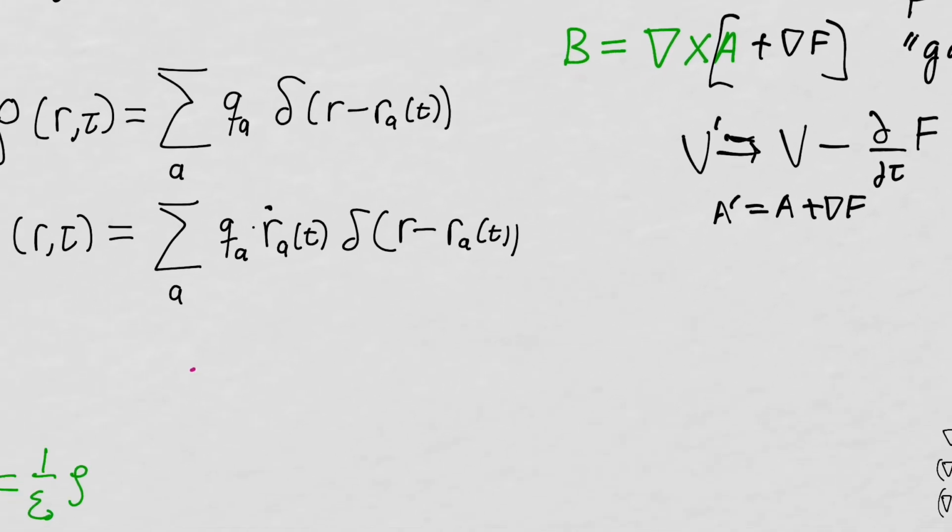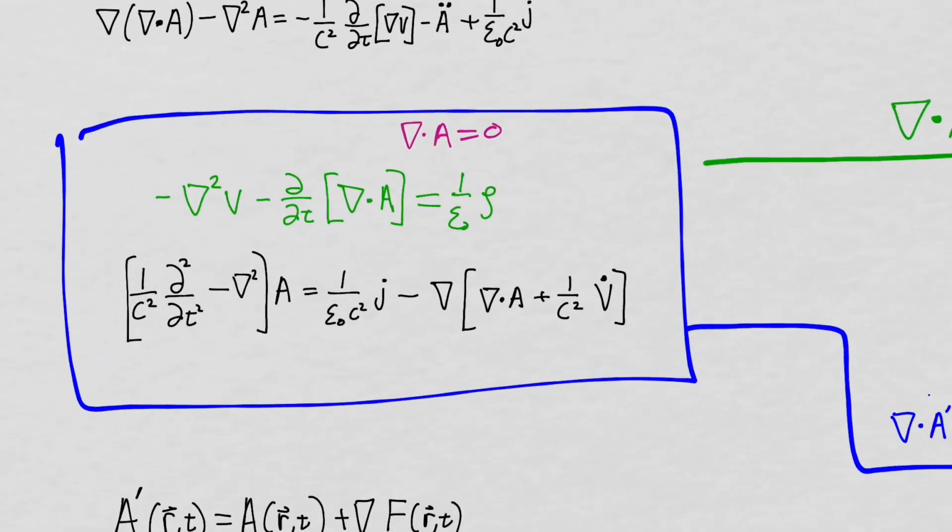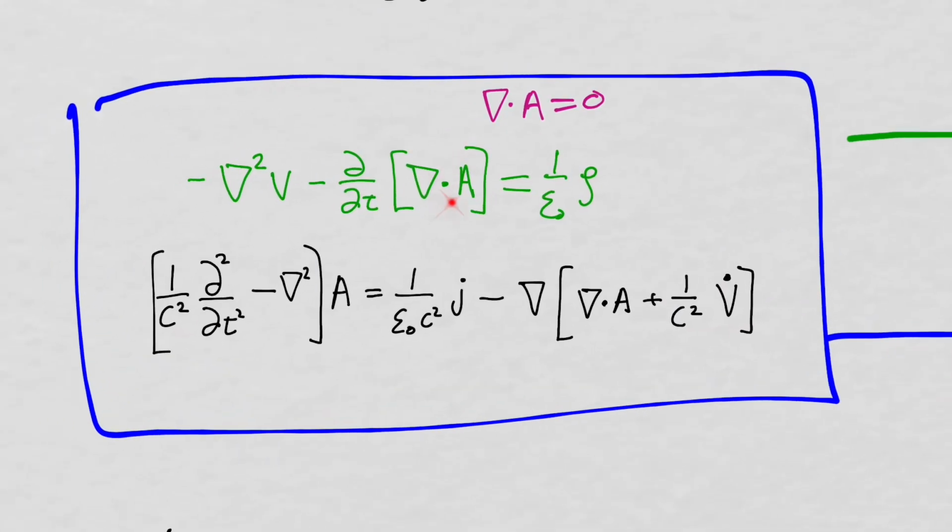I just need to prove that given any vector potential, I can always find an F to convert it to a new vector potential A prime, such that the divergence of A prime equals 0. And all I need to know is that there exists an F that can do that, right? Okay, fair enough. So I'm going to show you this proof, right?